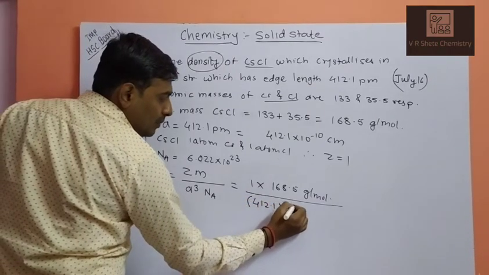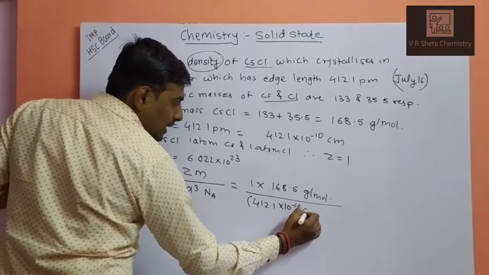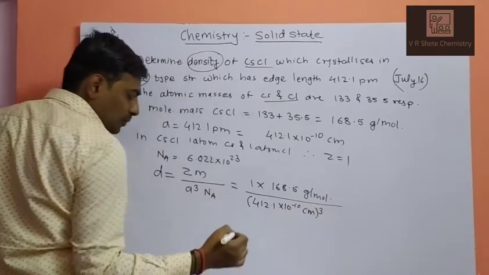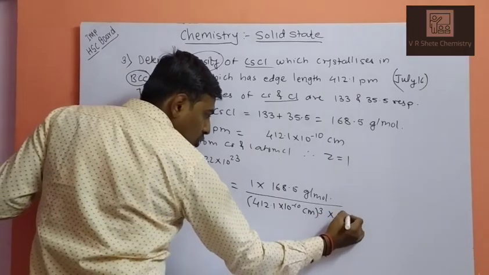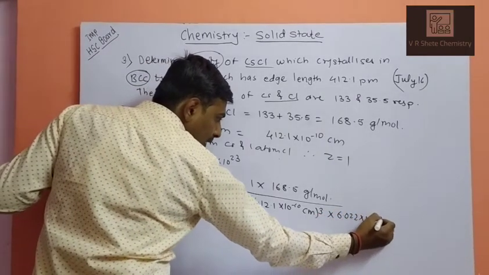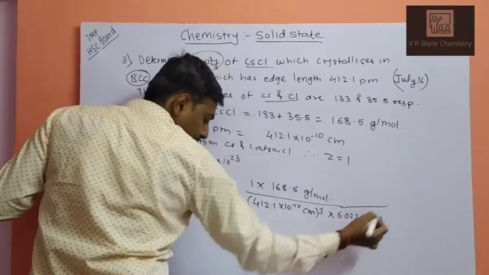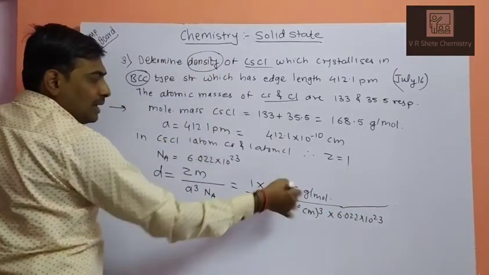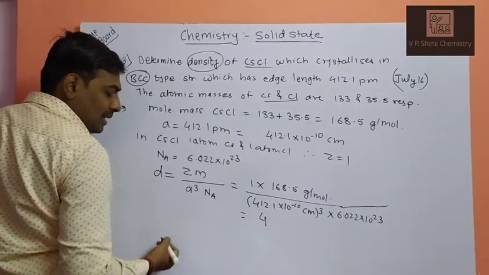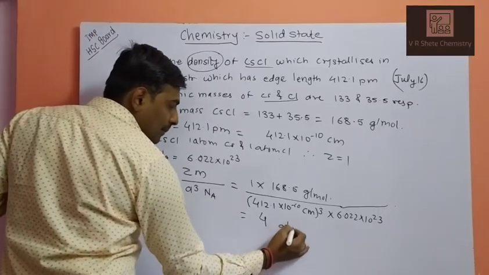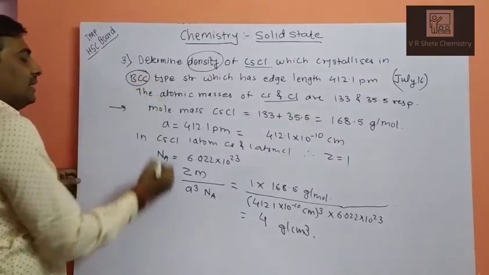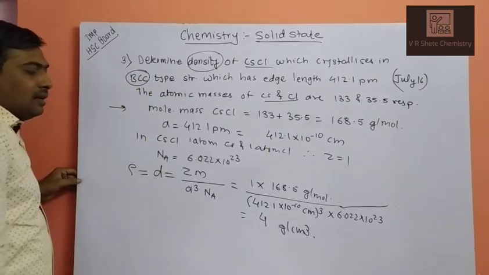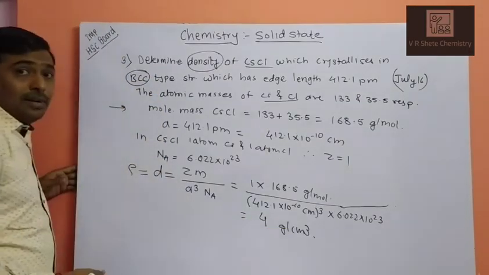412.1 into 10 raised to minus 10 centimeter, bracket cube, multiplied by Avogadro's number 6.022 into 10 raised to 23. By the calculation you will get the answer, that is 4 gram per centimeter cube. So this is the density. Rho is equal to density, that is 4 gram per centimeter cube.